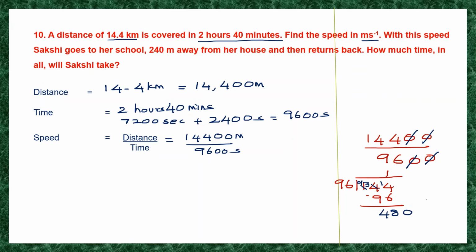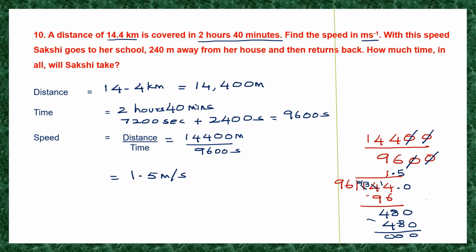480. Now 96, I need to continue this division. Now because I put 0 there, I brought the 0 down, the point is on top. Now 96 into 5 is 480. So minus you get a 0. So speed will be 1.5 meter per second. So we've done the first part of the question. We've been asked to find the speed in meter per second and we've got the answer as 1.5 meter per second. Now let's go to the second part of the question.